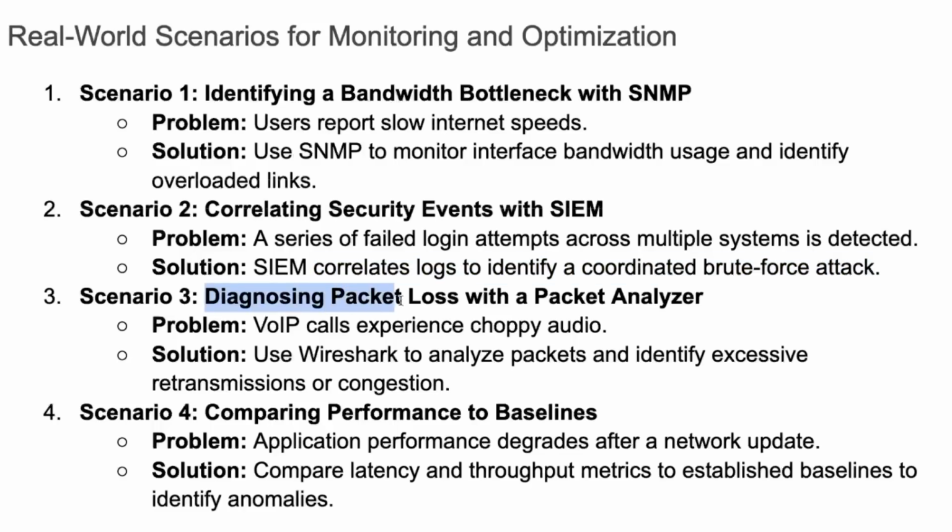Scenario 3 would be diagnosing packet loss with a packet analyzer. The problem is that the VoIP, voice over IP, calls experience choppy audio. It just gets cut off a lot. So we use Wireshark to analyze the packets and identify excessive retransmissions or congestion against the IP addresses that are assigned to our phone systems, right?